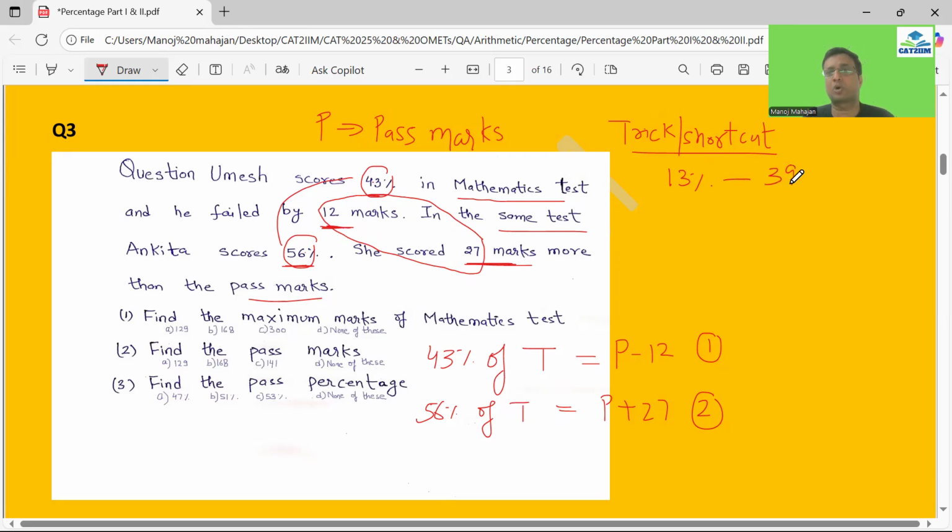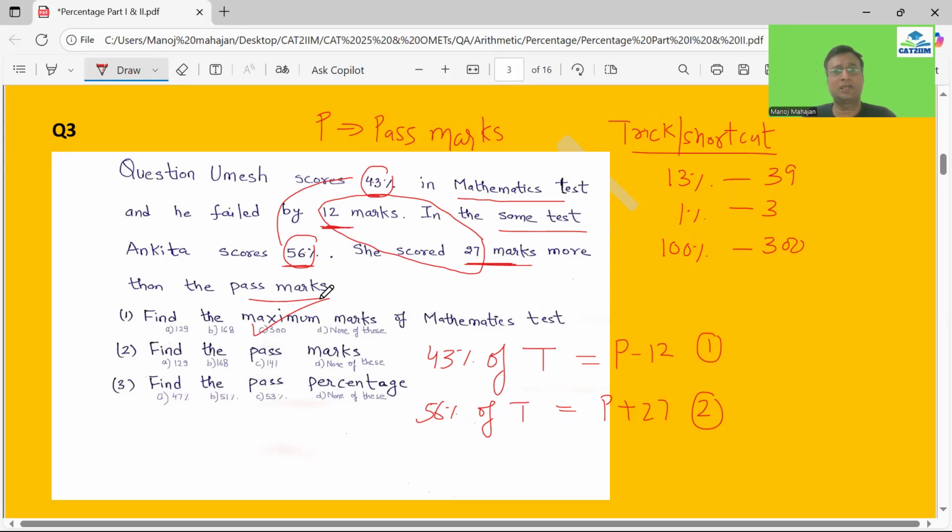So this is the trick which I want you to learn. So 13% of the total, that is t, which we took in the previous solution. Over here, I'm not using any variable. 13% is 39. So what is 1%? 3 marks, 39 by 13. So to get the maximum marks, we have to calculate 100%. Look, we have made it so easy. It is nothing but 300. So this is the answer to this.